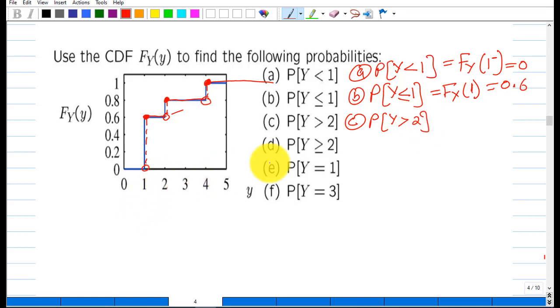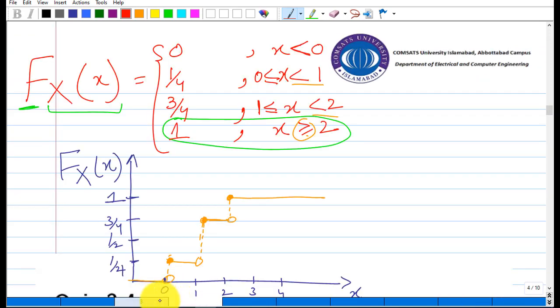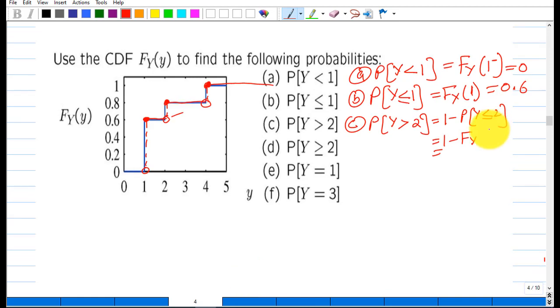Then the third part asks for the probability of Y greater than 2. We could find it directly, but using the complement, just like before, it is 1 minus the probability of Y less than or equal to 2, because this is easy to find: it is exactly F_Y(2). So it is 1 minus F_Y(2). What's the probability defined at 2? It's not 0.6, but it is 0.8. So 0.2 will be the probability that Y is greater than 2.